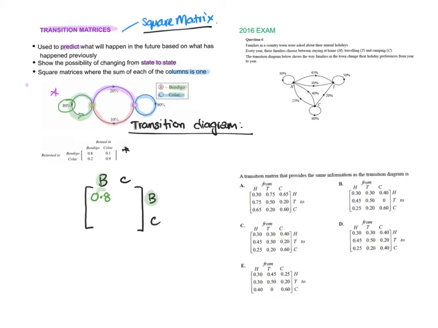But we saw those that took it from this and returned it to here. From Bendigo to Colac, there was 20%, so I'll change that to a decimal, 0.2. Then if I look at the blue, the Colac to Colac, that was 90%, so I'll write 0.9. That's where they get that. And those who went from Colac and returned it to Bendigo, that was 10%. So there's how they found that.